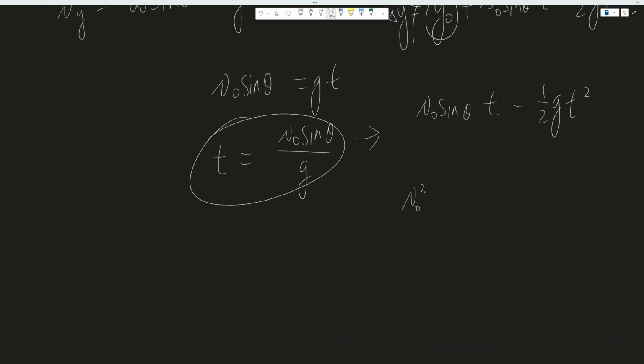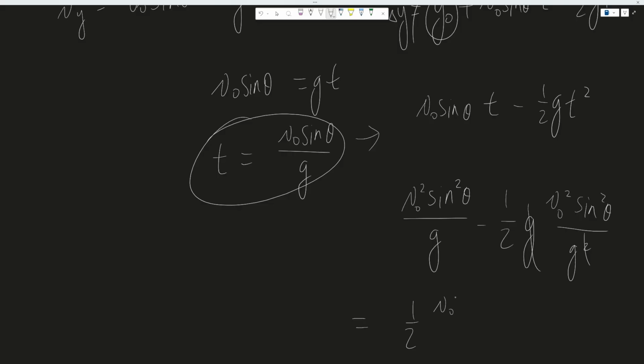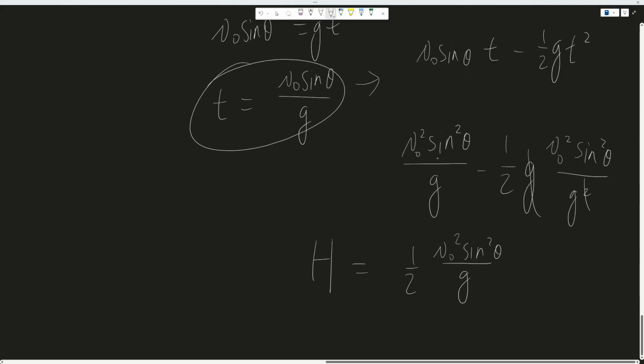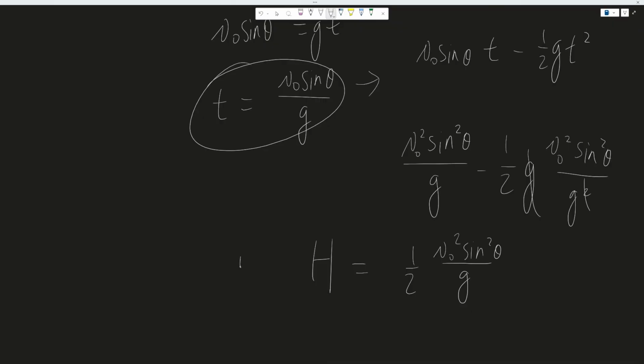We get V0 squared sine squared theta over g minus half times g times t squared, which is g squared over V0 squared sine squared theta. And this cancels, and from here we have half V0 squared sine squared theta over g. And that is the maximum height. So let's call it capital H, the maximum height, y max.